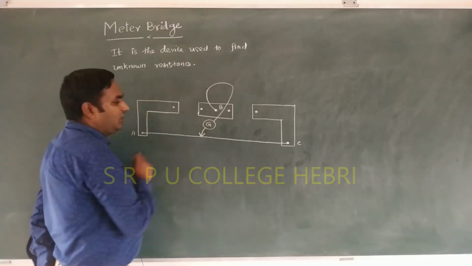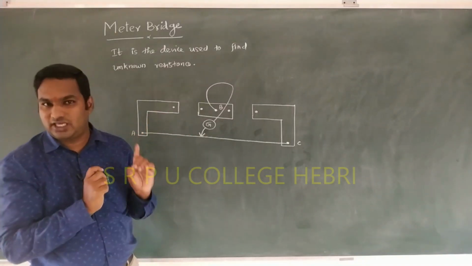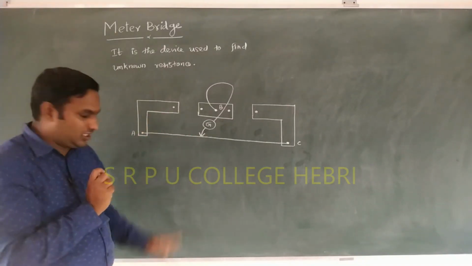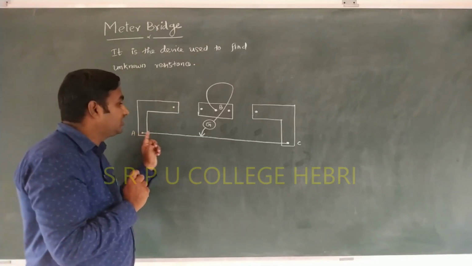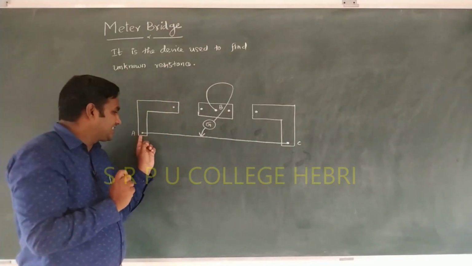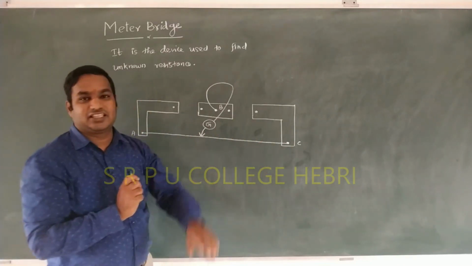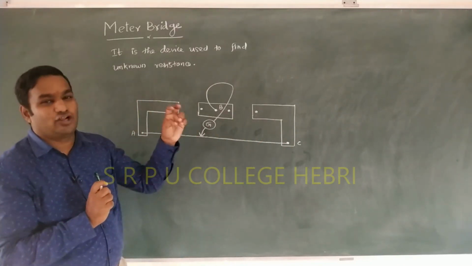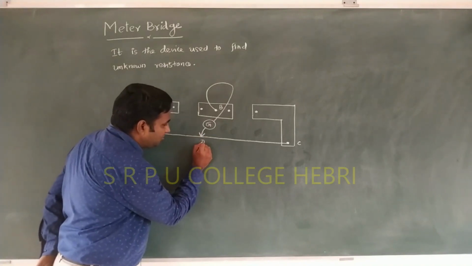That arrow mark indicates the slider, also called the jockey. The slider or jockey is the one that will ride over this length of the wire. That's why it is called slider. It is sliding over this length of the wire, or riding over it. That's why it is called slider or jockey. This particular point we denote as D.